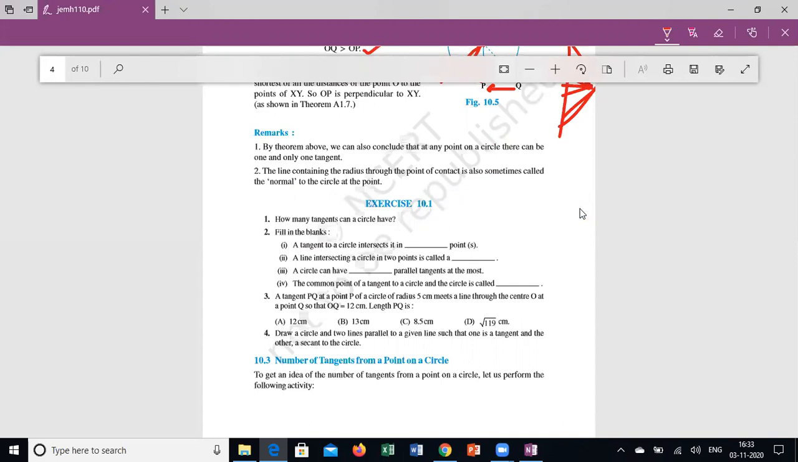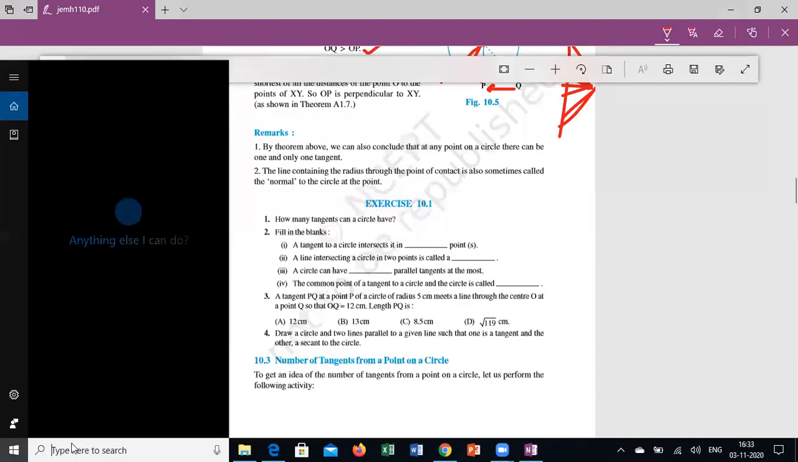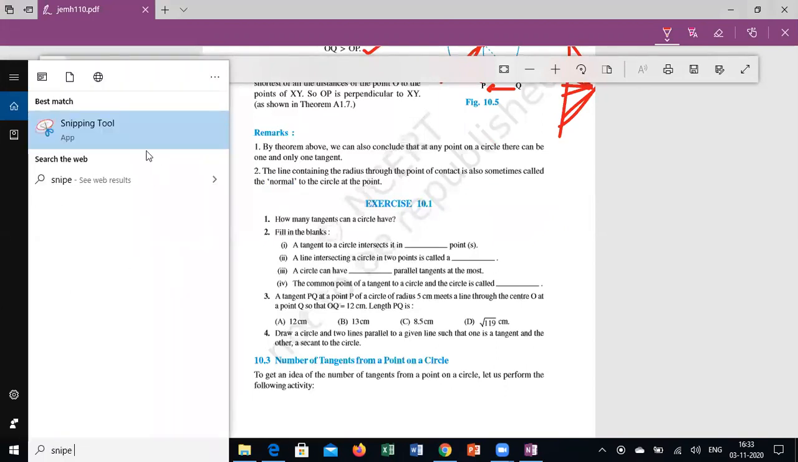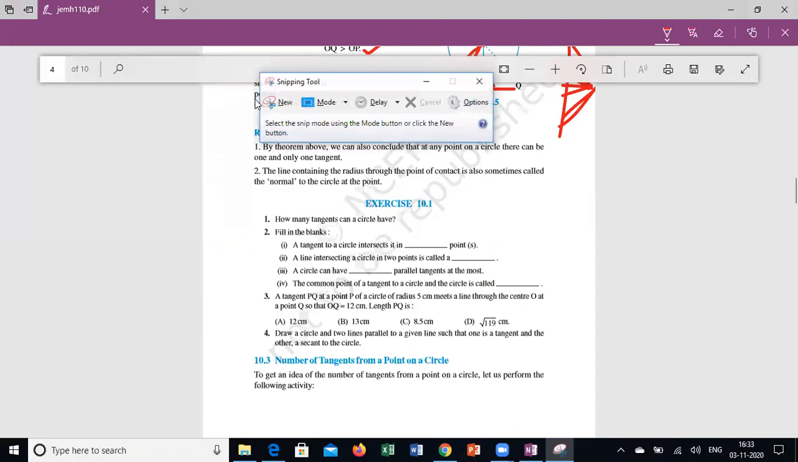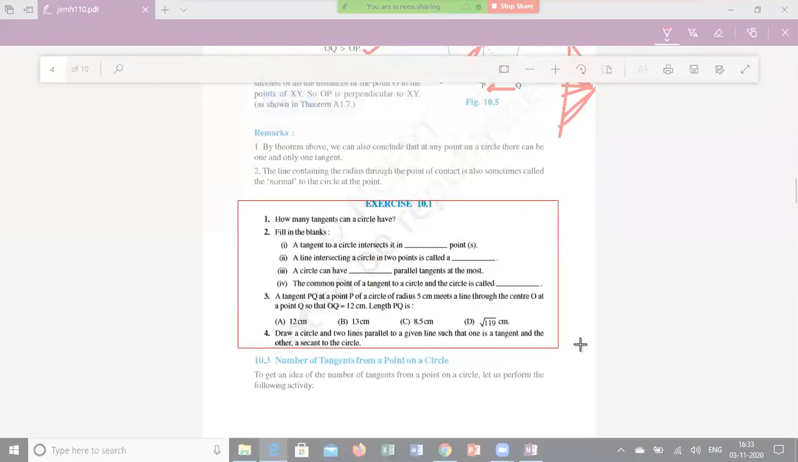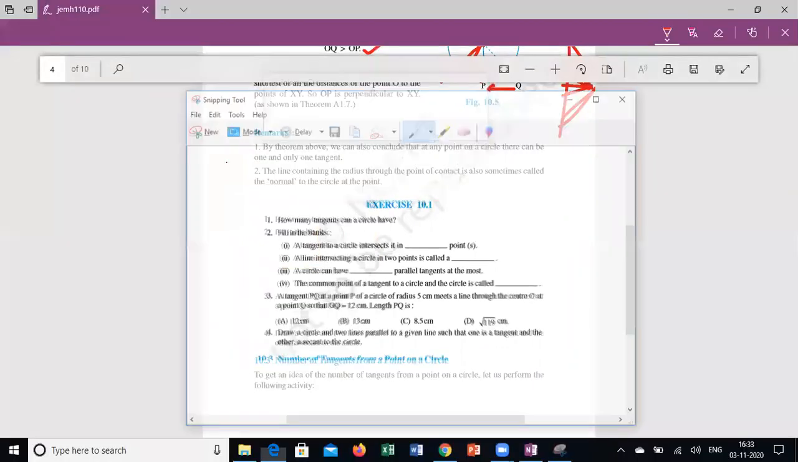Yes, sir. Anyone can try 10.1. It's a basic thing. How many tangents can a circle have? What is the condition to draw a tangent? It should touch the circle at only one point. So at one point, how many tangents can you draw? How many points are lying on a circle?